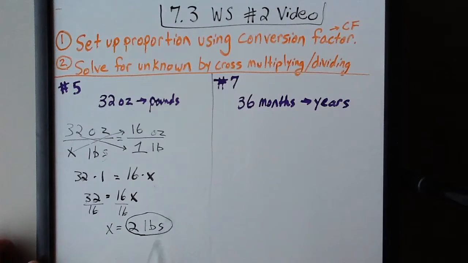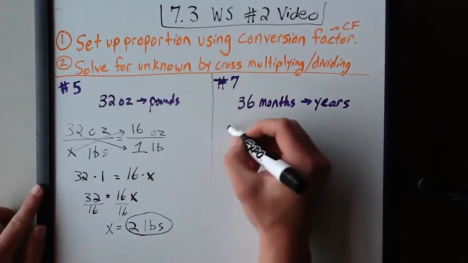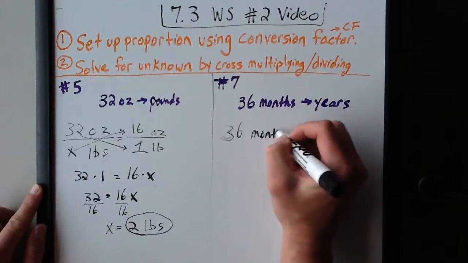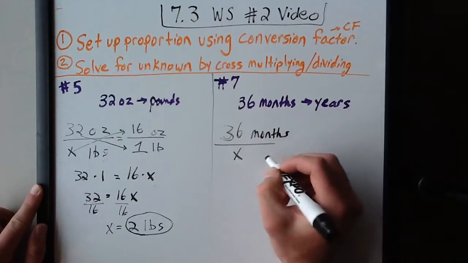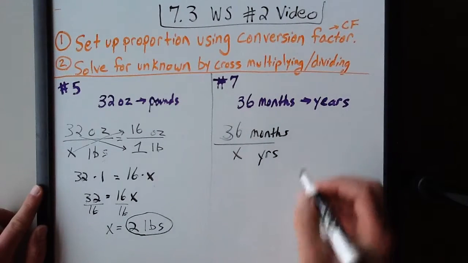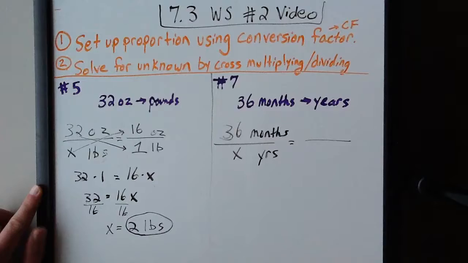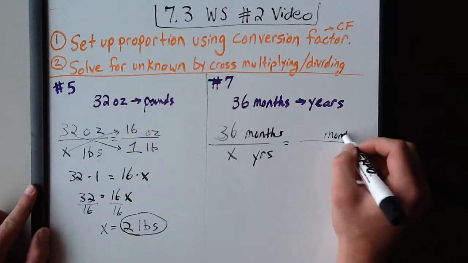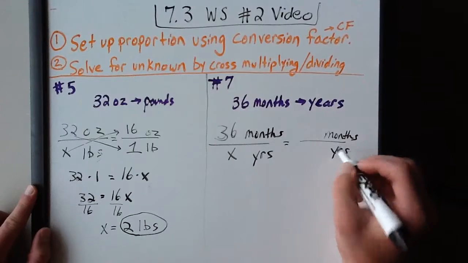Number 7, we want to convert 36 months to years. So I'm going to write a ratio of months to years. I'll put 36 months on top of my ratio and some number of years. I'll call it x years. I'm going to set this equal to the conversion factor of months to years. Months being on top, years being on bottom.